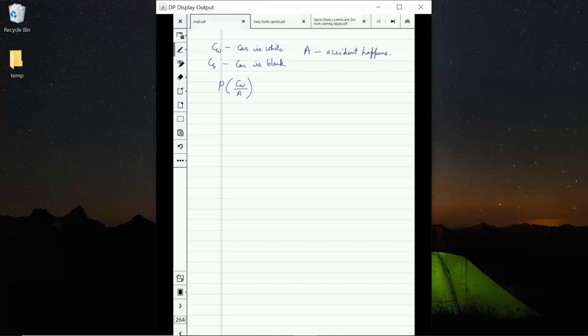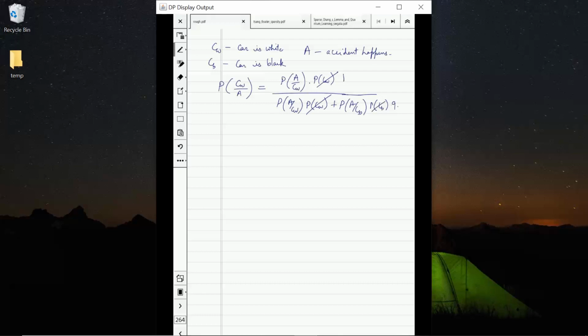Applying Bayes' theorem, this is the probability that an accident happened for a white car multiplied by the probability of a white car, and then applying the partition formula for the denominator of Bayes' theorem. In other words, to calculate the probability of A, we just apply the partition formula. So we don't have all the quantities, but actually we have all the possible ratios. For example, we know that 9 out of the 10 cabs are black.